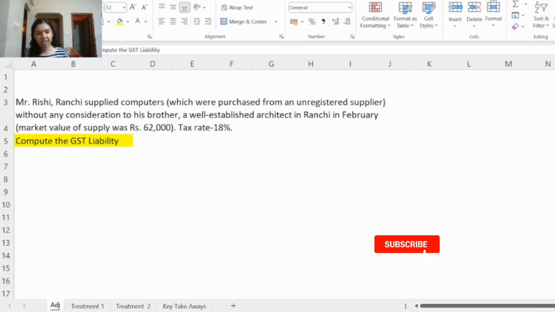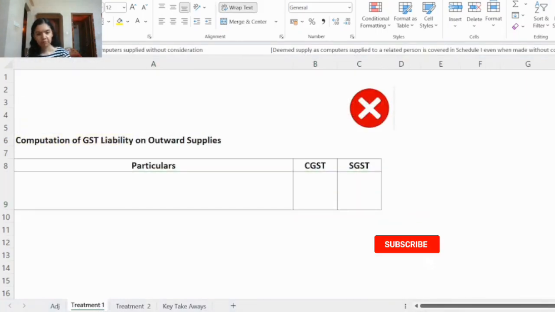And another key phrase here is without any consideration. So this means no money was charged. And whenever we see that, we should immediately think of Schedule 1, which lists the situations that are treated as supply even without consideration. So first let's see the wrong treatment here.